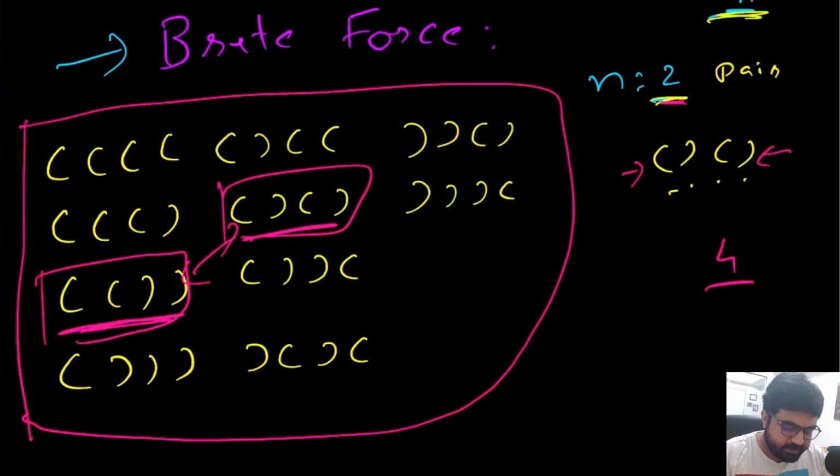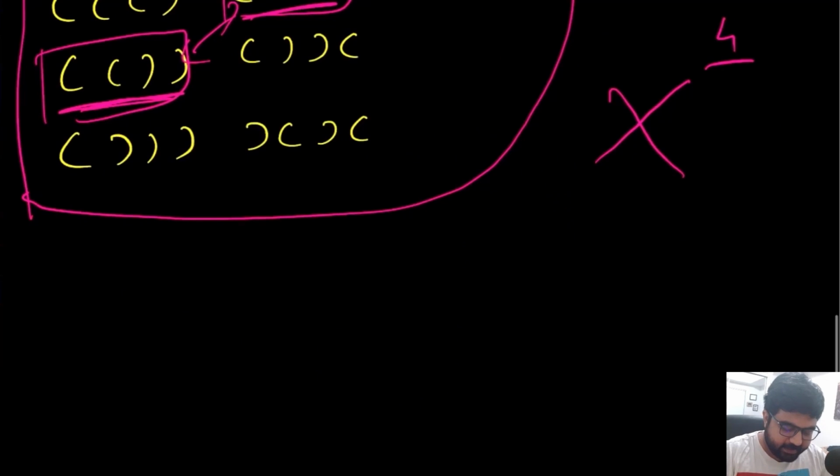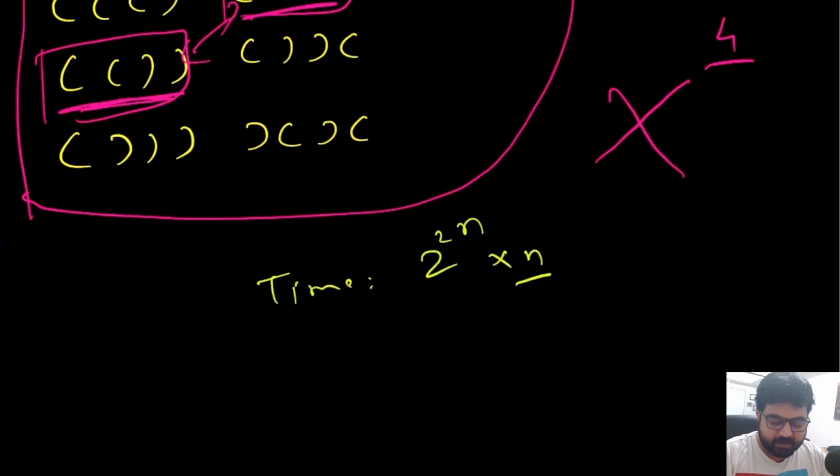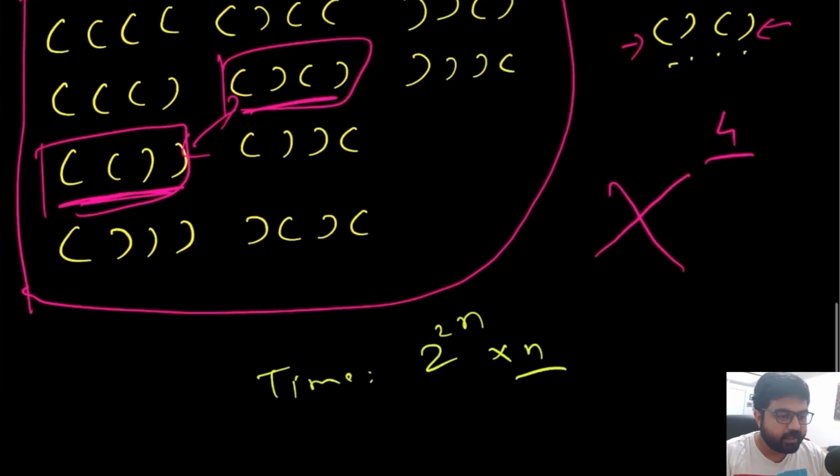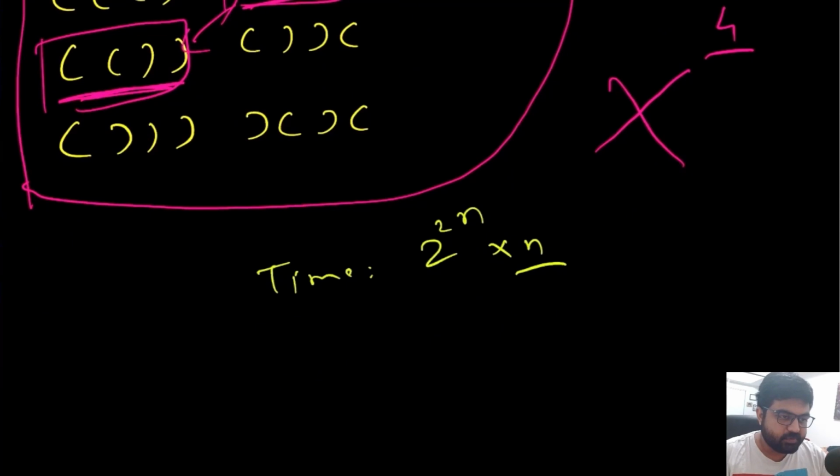But if you see, this brute force approach is extremely inefficient. The time complexity goes to something like 2 to the power of 2n multiplied by n, just to check whether the pair is valid or not, and that is disastrous. So no one is going to accept that. We will have to find a way to do something better.